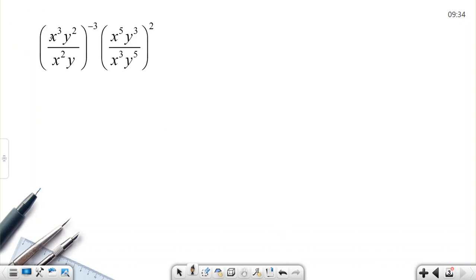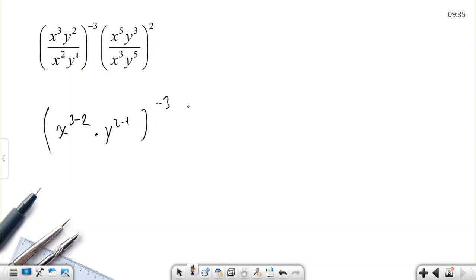Let's see that one. As you see, we have a division inside the parentheses, and we have another division inside the parentheses, and there's a power of this division. First, I'm going to solve inside the parentheses. If there's a common base, let me check. Yes, we have x cubed and x squared, y squared and y. So I can subtract the powers: x to the power of 3 minus 2, and y to the power of 2 minus 1. If you remember, when there is nothing, the power is 1.